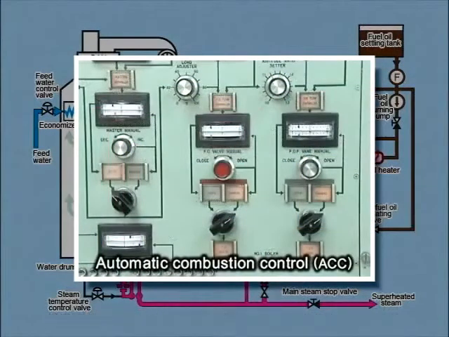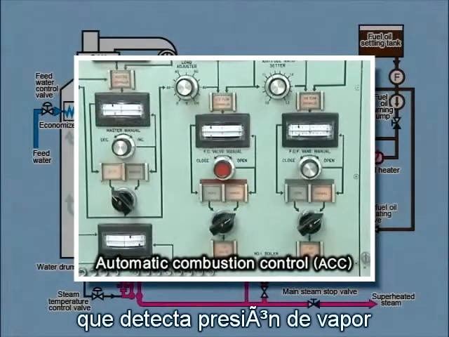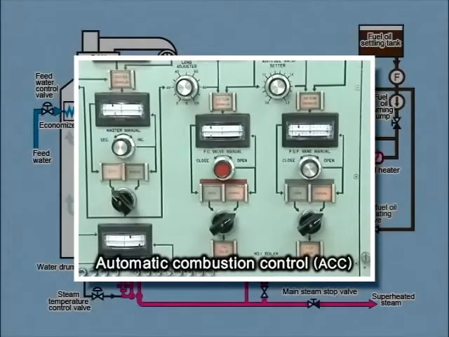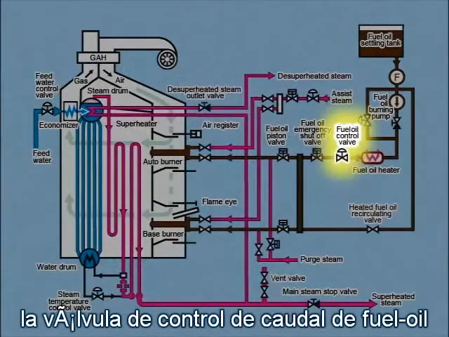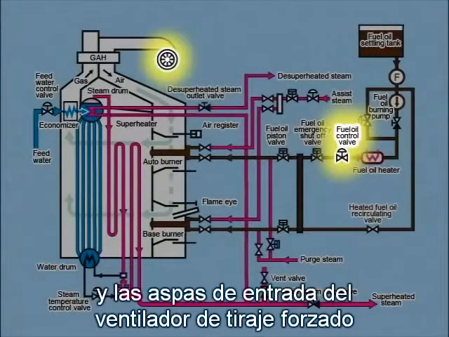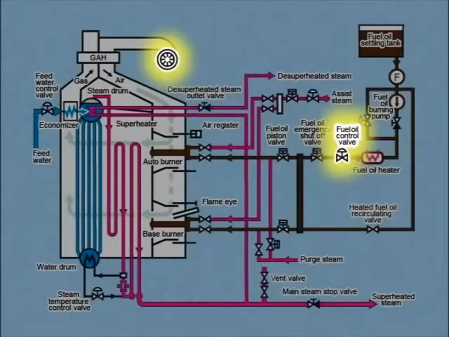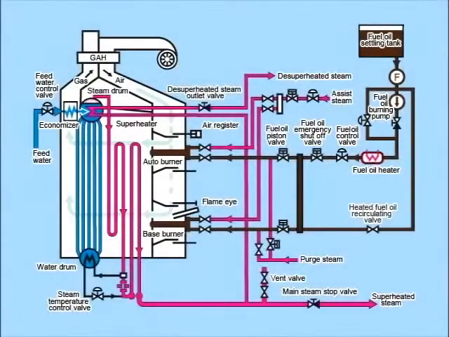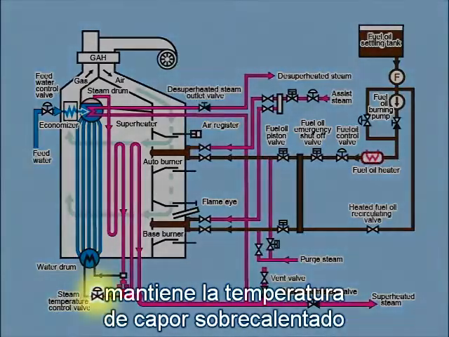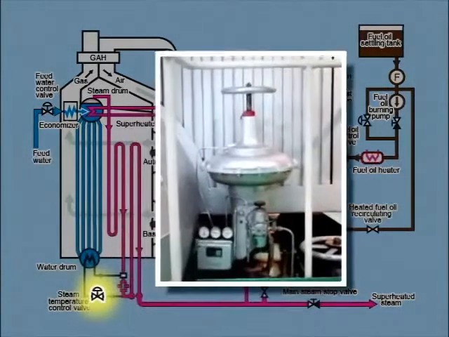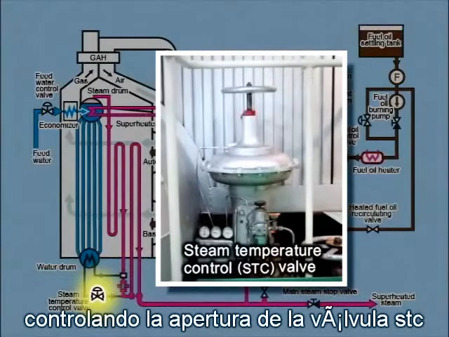Automatic combustion control, ACC, equipment, which detects steam pressure and fuel oil flow, maintains the superheated steam pressure at a setting value by controlling the opening of the fuel oil flow control valve and the forced draft fan inlet vane. Steam temperature control, STC, equipment, which detects steam temperature and airflow, maintains the superheated steam temperature at a setting value by controlling the opening of the STC valve.